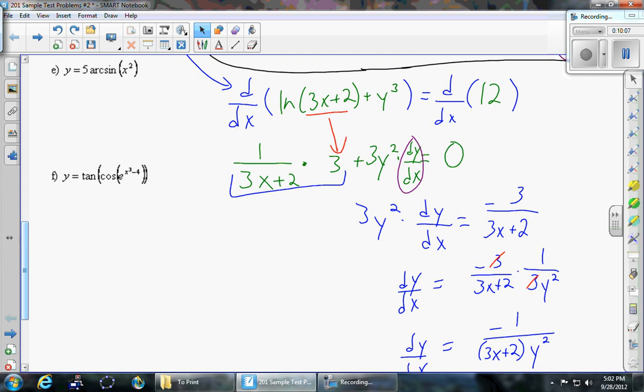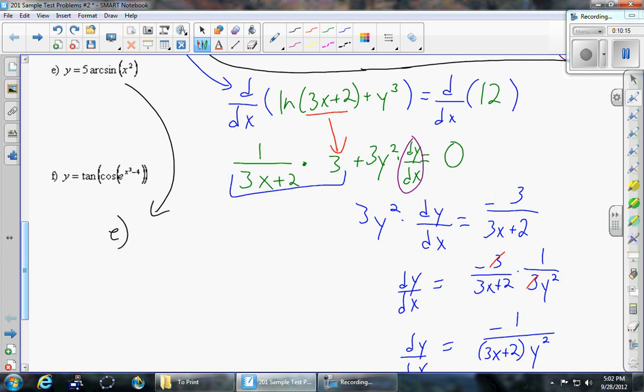y equals 5 arcsine of x squared. Again, it's a chain rule, so let's try this one here, E. So y prime equals, so the derivative of 5, well, it's a constant multiple, so it stays as a constant multiple. Arcsine of stuff. Arcsine is just its own special rule. The derivative of arcsine is 1 over the square root of 1 minus stuff squared. And the stuff in this case is what's in the parentheses. It's there in blue. It belongs right here in blue. No derivative yet.